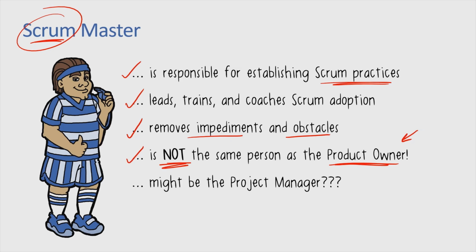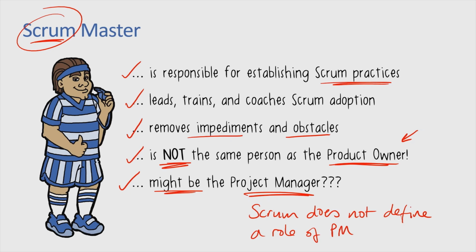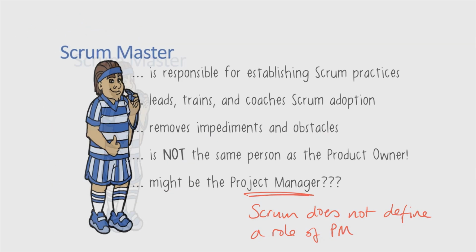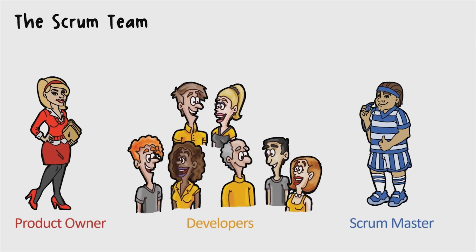So the Scrum Master might be the project manager, but I have to say the Scrum framework itself does not define a role of project manager. The reason why I mention this at all is that you can imagine there might be a scenario in the exam where it's talking to you as if you are a project manager, but you may well be fulfilling the role of Scrum Master in terms of establishing Scrum practices throughout the organisation and providing a good environment for the team to do their best work. So those are the roles that we see in the Scrum team.